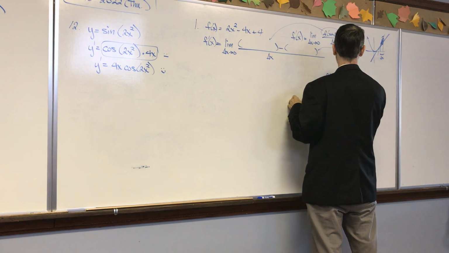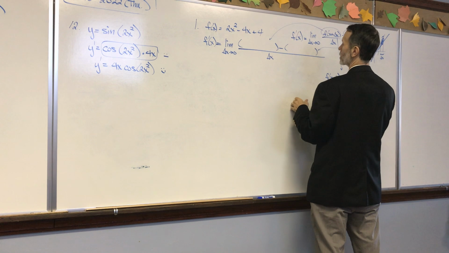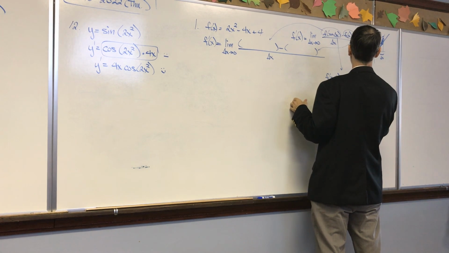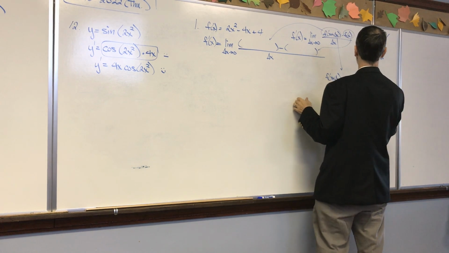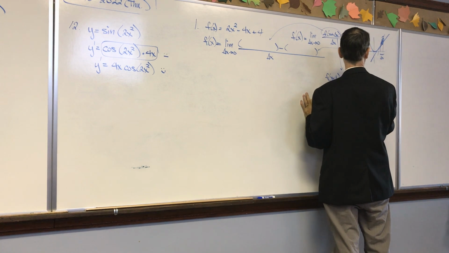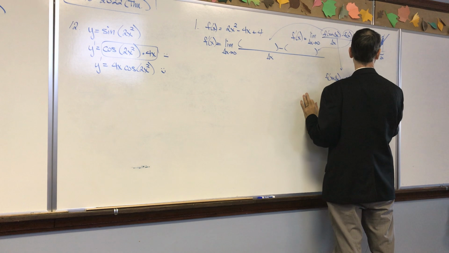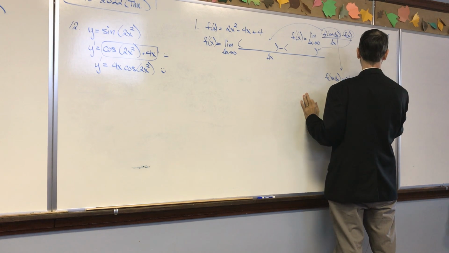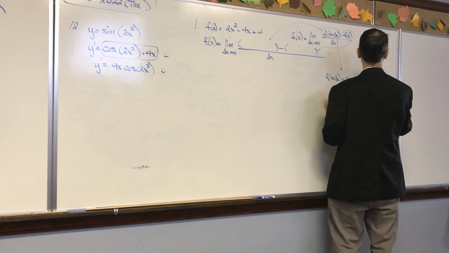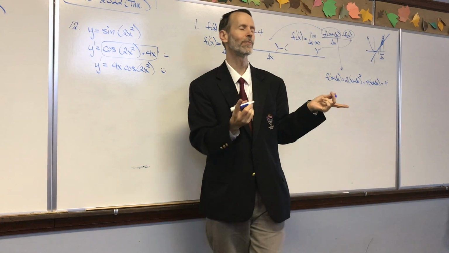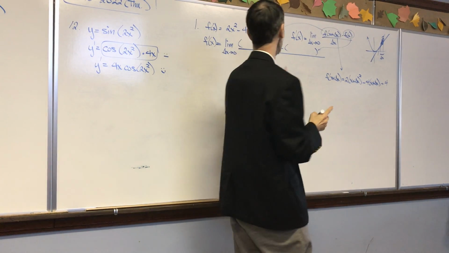It would be 2 parentheses x plus delta x, squared, minus 4 times x plus delta x, in parentheses, and then plus 4. That's it. You do have to simplify it, but that's what you're looking for. That's going to be here.